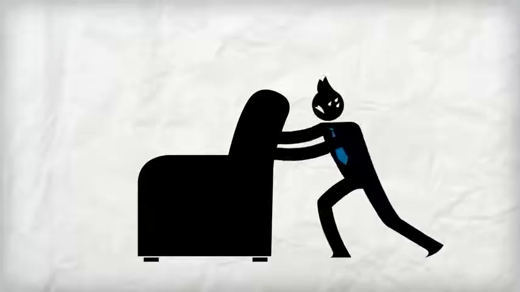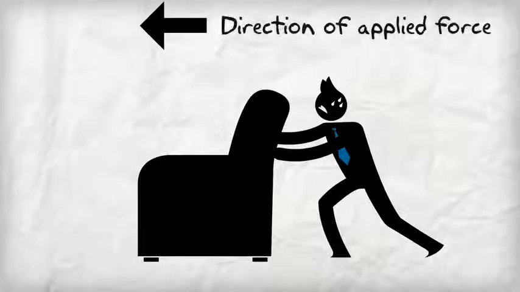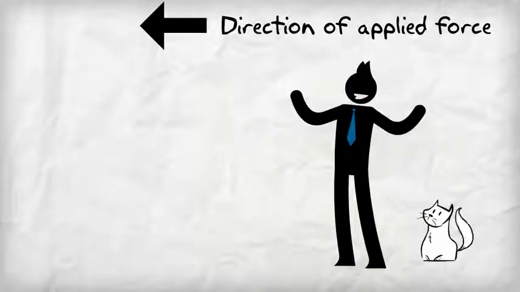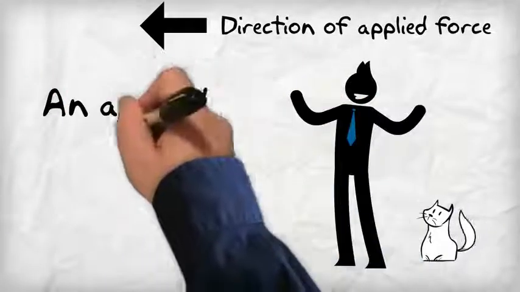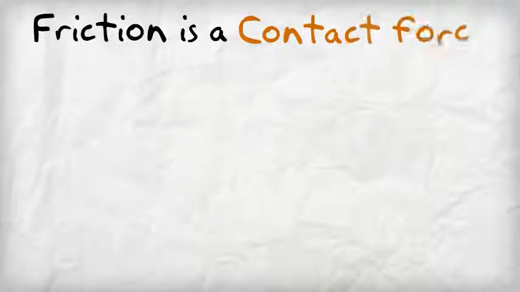When we push or pull an object, we have applied force to the object. The object will move in the direction of the applied force. An applied force is an example of contact force. Friction is also a form of contact force.